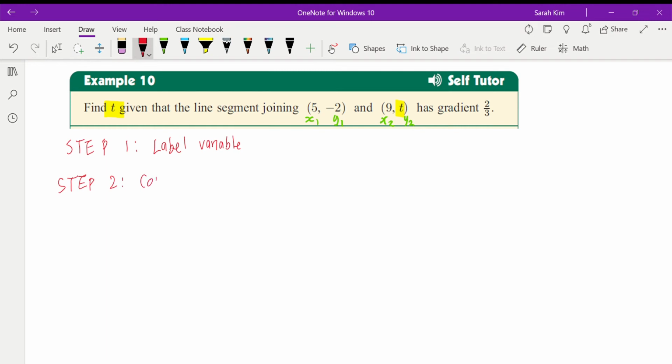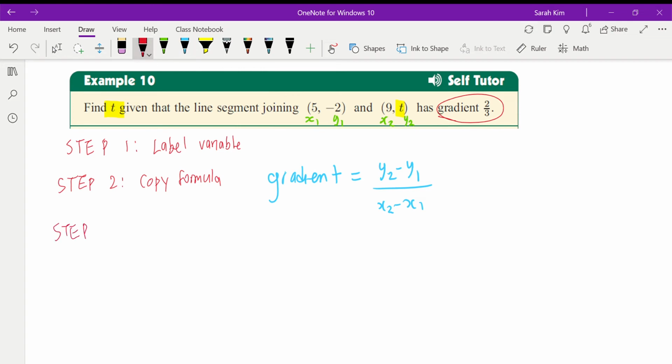Step 2, what was it? Well, it was copy formula. Now, make sure you copy the right formula. What are we talking about? We're talking about a gradient over here, so we're going to talk about the gradient formula. That's very important. So what was the formula? y2 take y1. Scroll up to have a look if you need to, but I know it, so I'm copying it down. So y2 take y1 over x2 take x1, because it's the difference of y step divided by difference of x step.